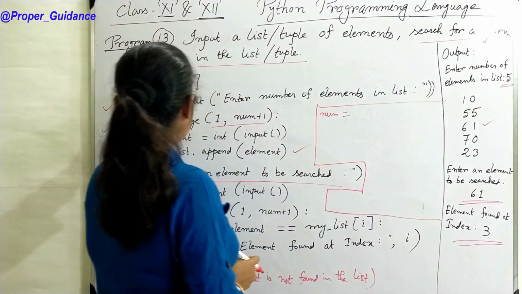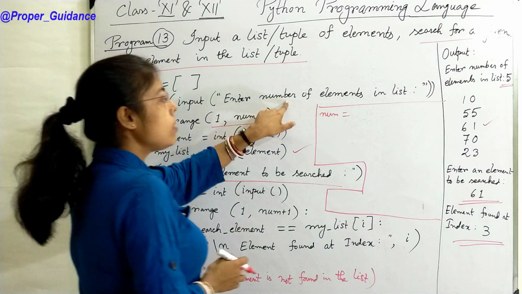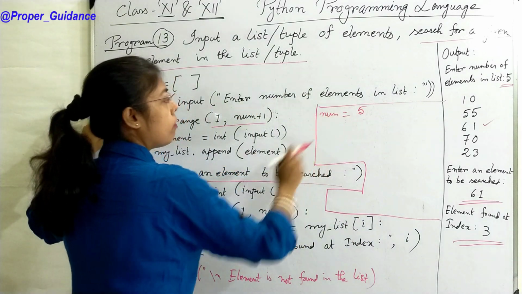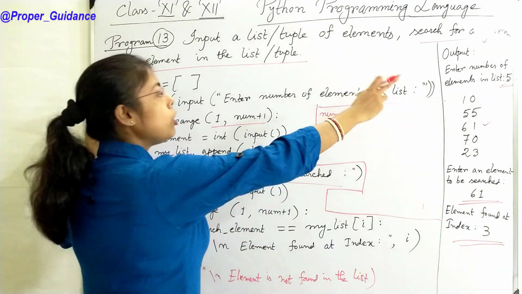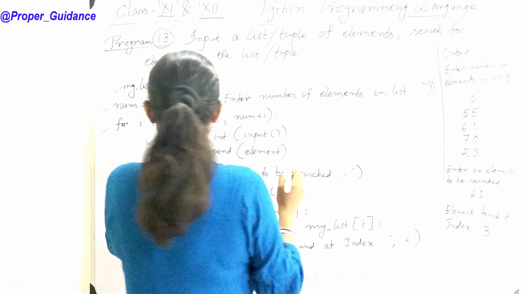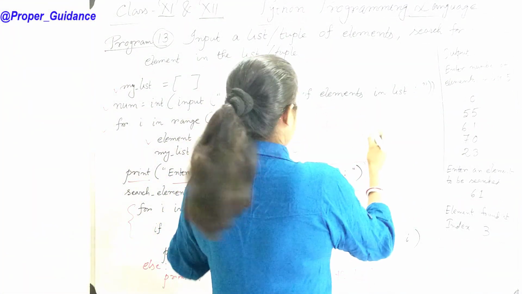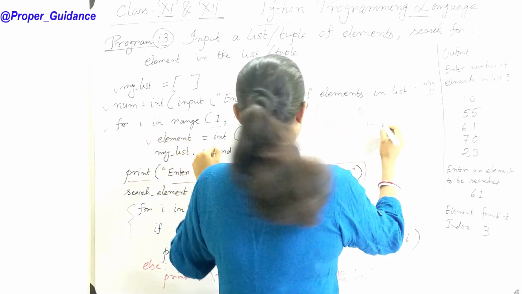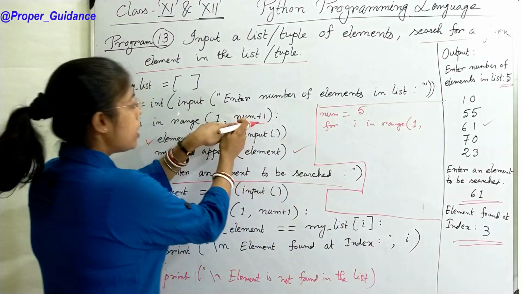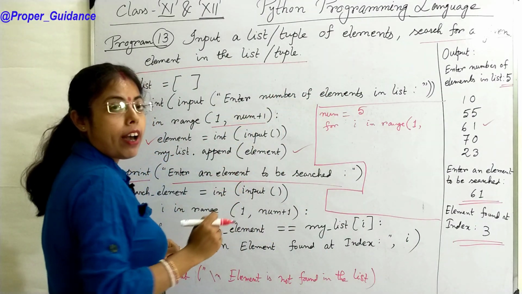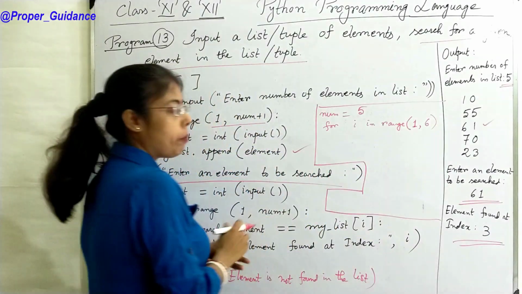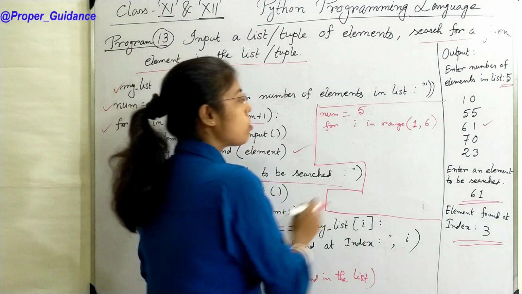So num equals int input, enter number of elements in list. So what is num here? This variable stores the value 5, that is the user input. Then this for loop works. For loop works from where? I. What is the range of I? I in range 1, look here, num plus 1. When num equals 5, the range will start from 1 and the last will be 6. Num plus 1, that is 5 plus 1 equals 6.